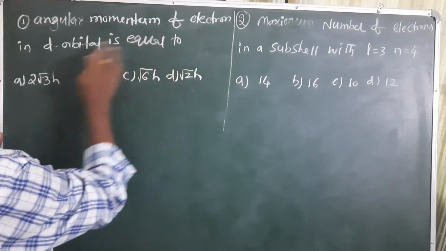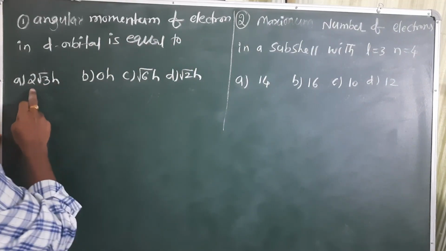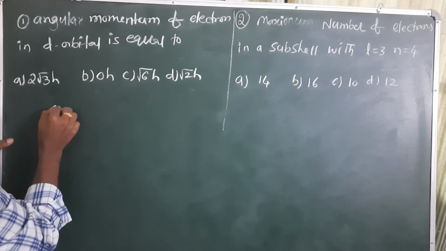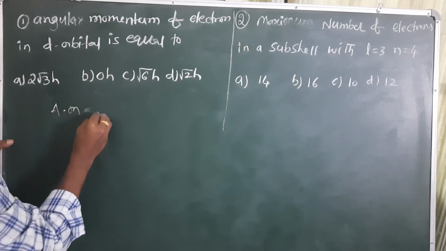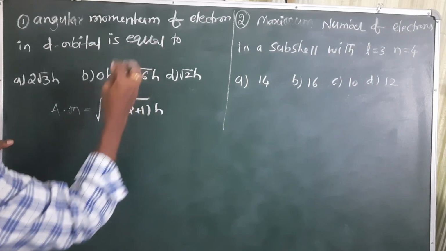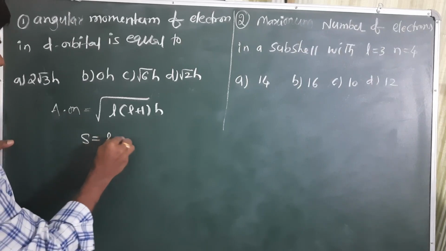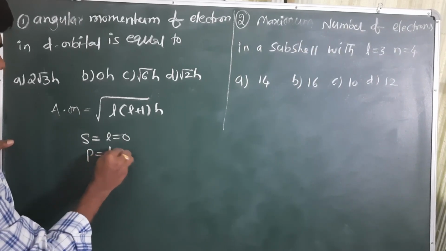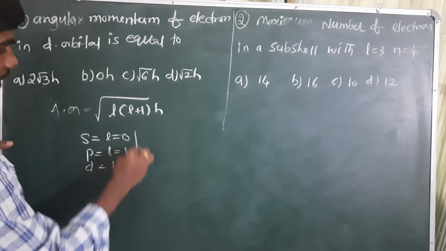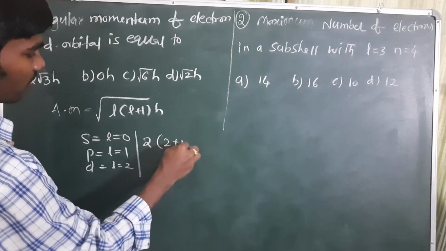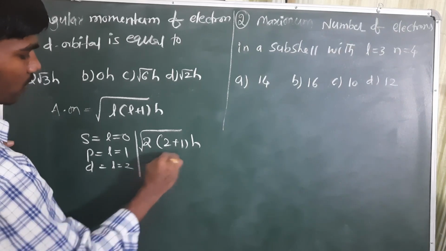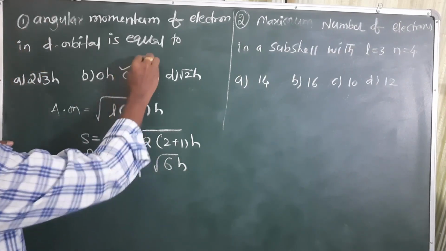Angular momentum of the electron in d orbital is equal to, so the options are given like this. We have the angular momentum formula like this. Angular momentum is equal to square root of L into L plus 1, into h. For s orbital L is equal to 0, for p orbital L is equal to 1, so for d orbital L is equal to 2, we know that. Just substitute this L value here, so 2 into 2 plus 1 will come. So square root of 2 into 2 plus 1 into h, which means root 6 into h. So the answer is C.